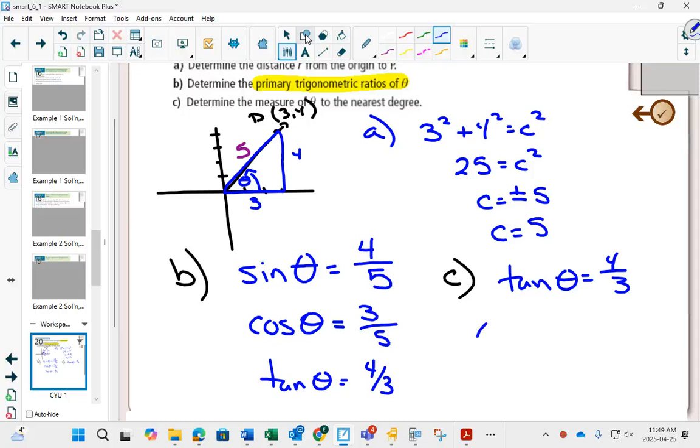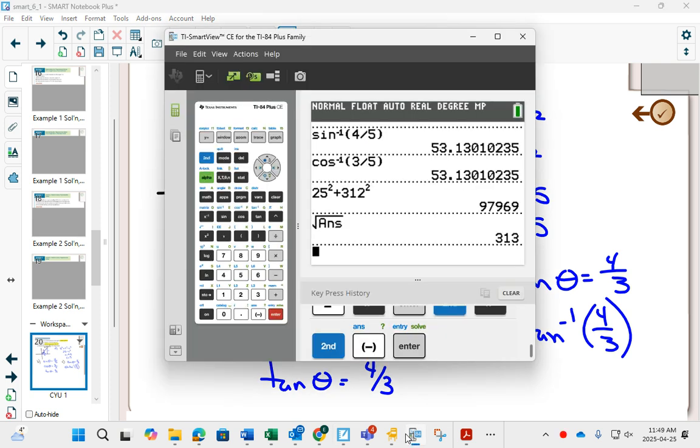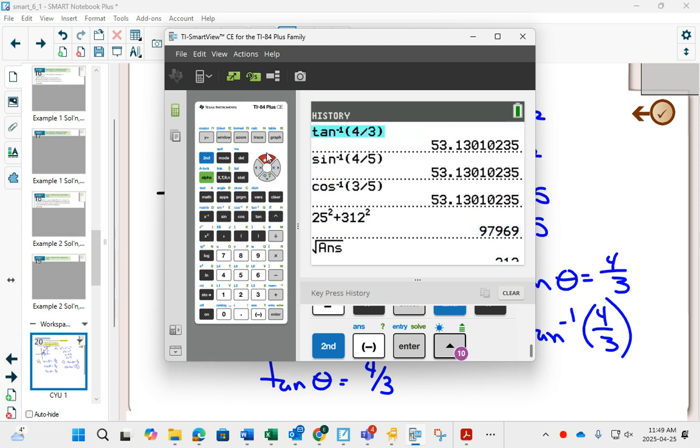So how do we find theta then? Well, we would go to our calculator and we type in tan inverse of 4/3. I've already got it set up here in the calculator. No, it's off. I'll move it up. I think I've got it set up here. There it is. Tan inverse of 4/3, 53.13.